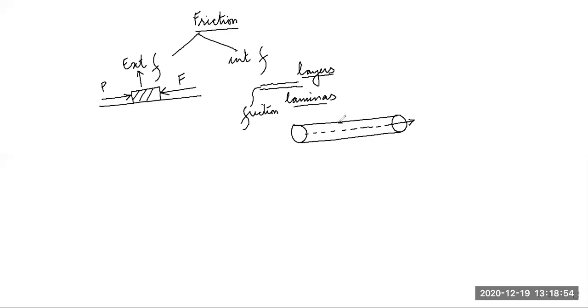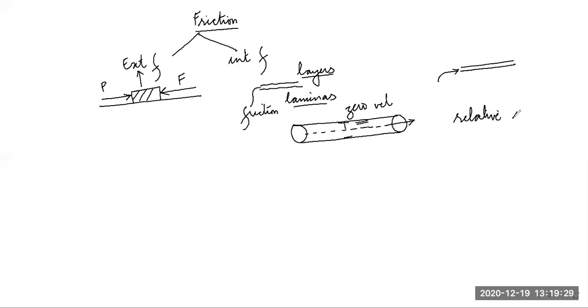The layer which is in touch with the internal surface has zero velocity, the no slip condition. As we move towards the center, the velocity increases. That means every lamina of the fluid has different velocity. And whenever there is a relative motion, remember students, if both the surfaces are moving with the same velocity, there is no friction between them.